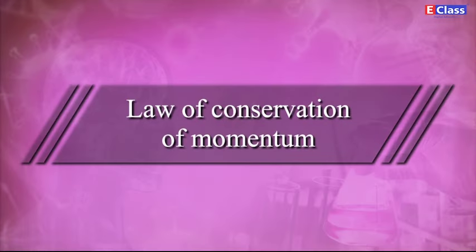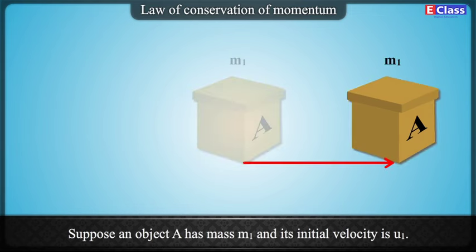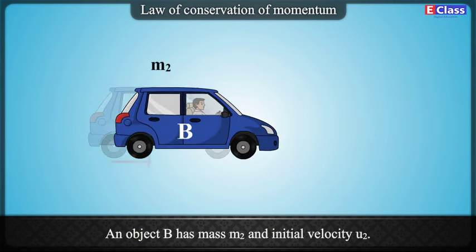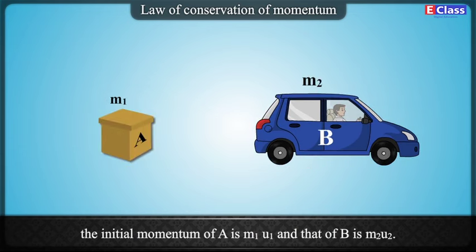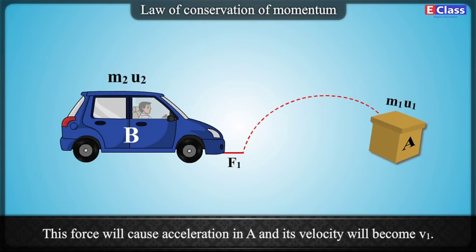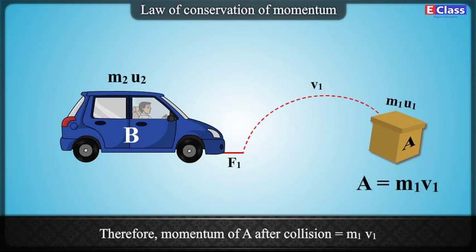Law of conservation of momentum. Suppose an object A has mass m1 and its initial velocity is u1. An object B has mass m2 and initial velocity u2. According to the formula for momentum, the initial momentum of A is m1u1 and that of B is m2u2. Suppose these two objects collide. Let the force on A due to B be F1. This force will cause acceleration in A and its velocity will become v1. Therefore, momentum of A after collision is equal to m1v1.